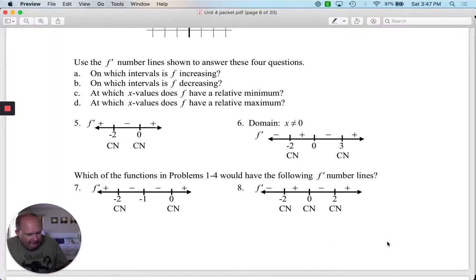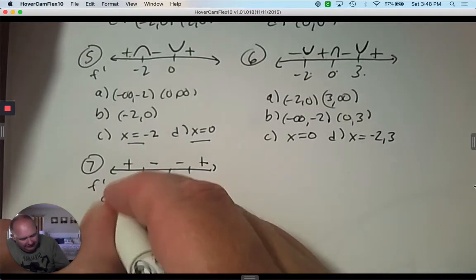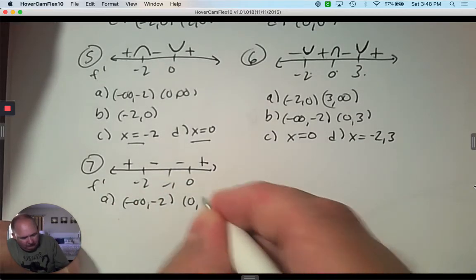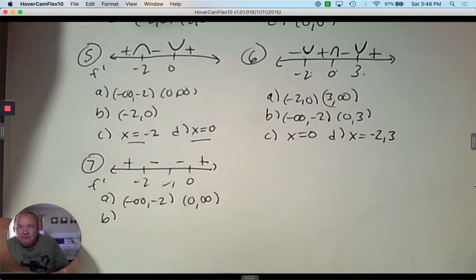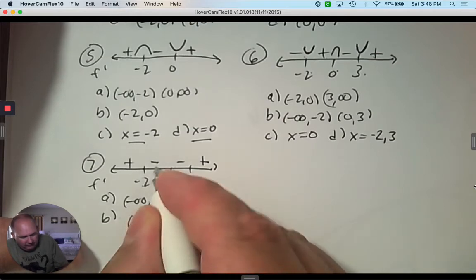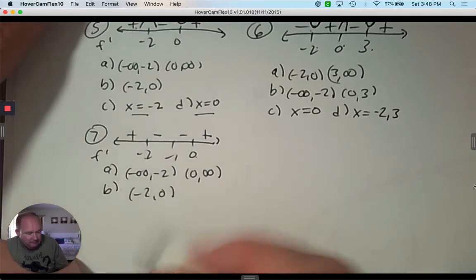So again, I'm going to draw the number line. So for this first derivative number line, we have what? Negative 2, negative 1, 0. And we have plus, minus, minus, plus. So in this situation, where is it increasing? From negative infinity to negative 2. It's also increasing from 0 to infinity. Here, we don't have to break it up. You can just say from negative 2 to 0, it is decreasing, because the signs stay the same. It wouldn't be wrong to write 2 intervals, but you could write it as 1 interval.